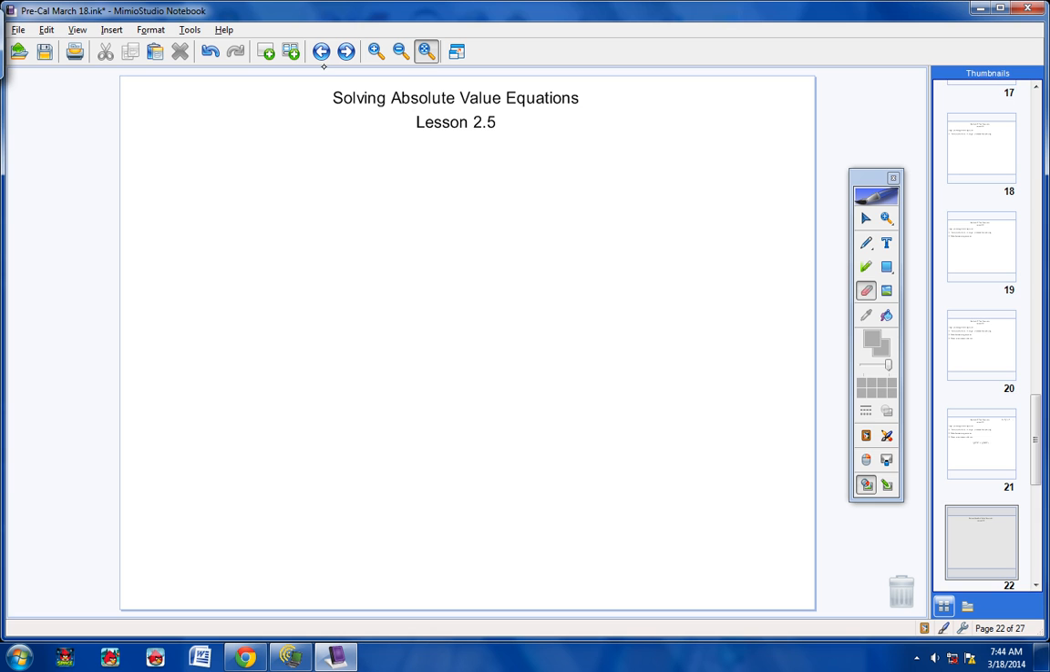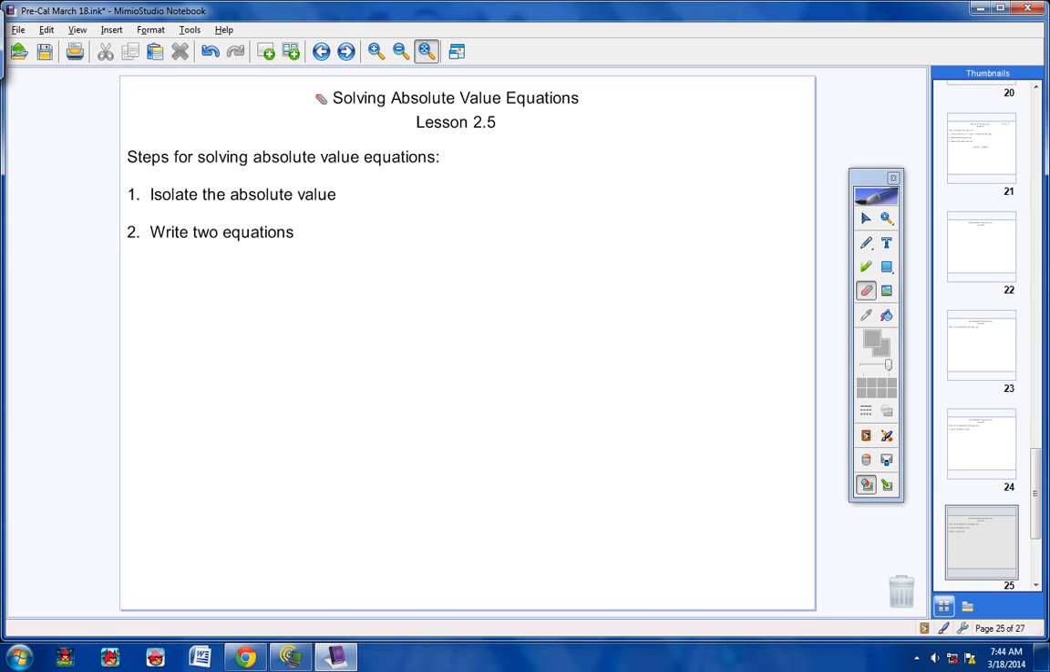Solving absolute value equations. Here we go. Please copy these steps down. Step 1, isolate the absolute value. Get the absolute value all by itself.